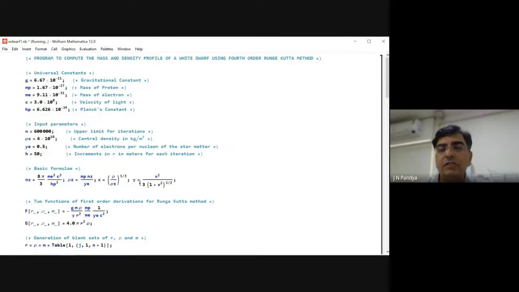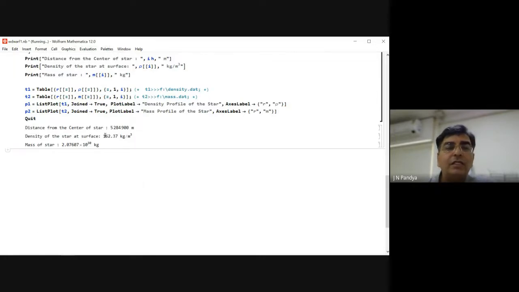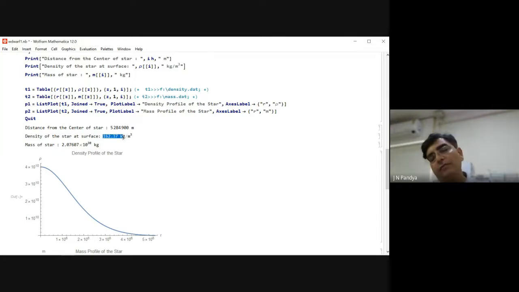50 meters. So now I am choosing 50 meters as the step size. Obviously, it will take a little more time to get the output. And now you can see here, this is 162 kilogram per meter cube. So what is the basic idea? By simply fine tuning the value of H, you can reach up to zero here, right?